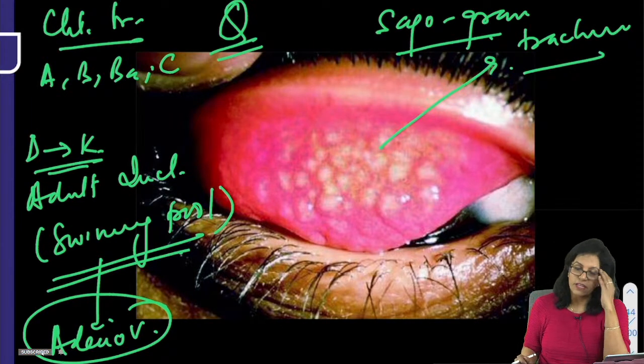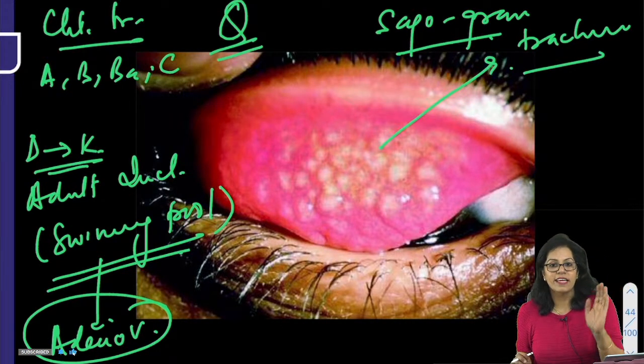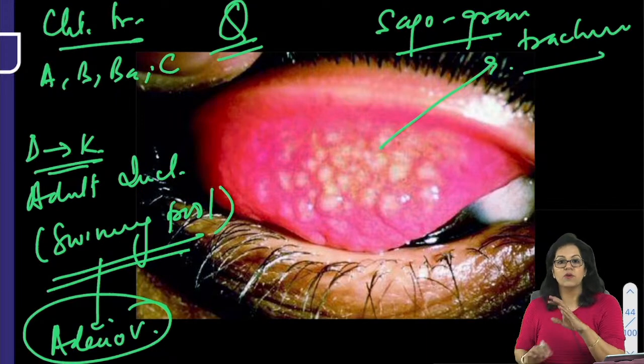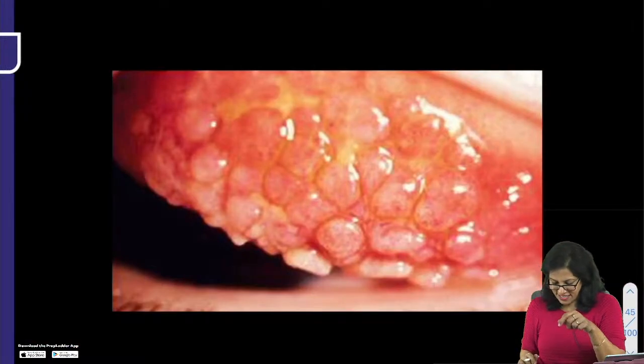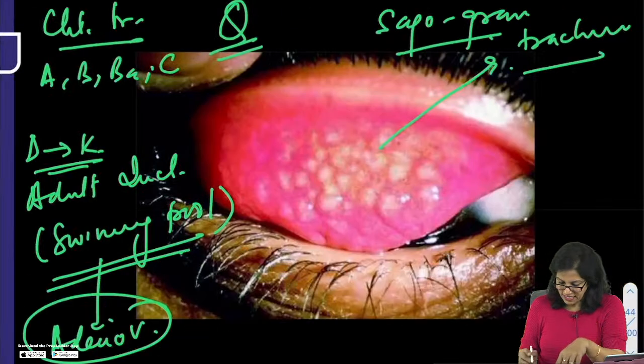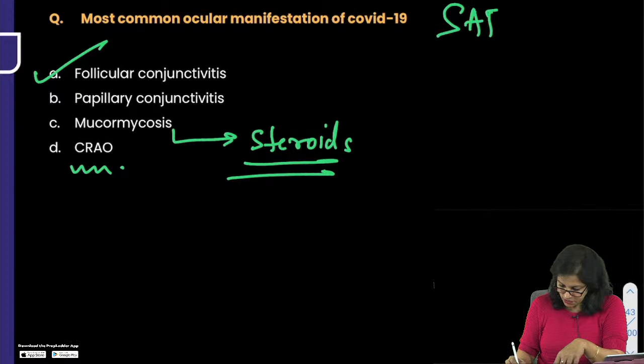Right. And when we are discussing trachoma, we should not forget the SAFE strategy. I think they have become very fond of this topic. Every time they are asking it in INI-CET and NEET PG. So you all know it is surgery, antibiotics, facial hygiene, environmental cleanliness. So SAFE strategy is very important.